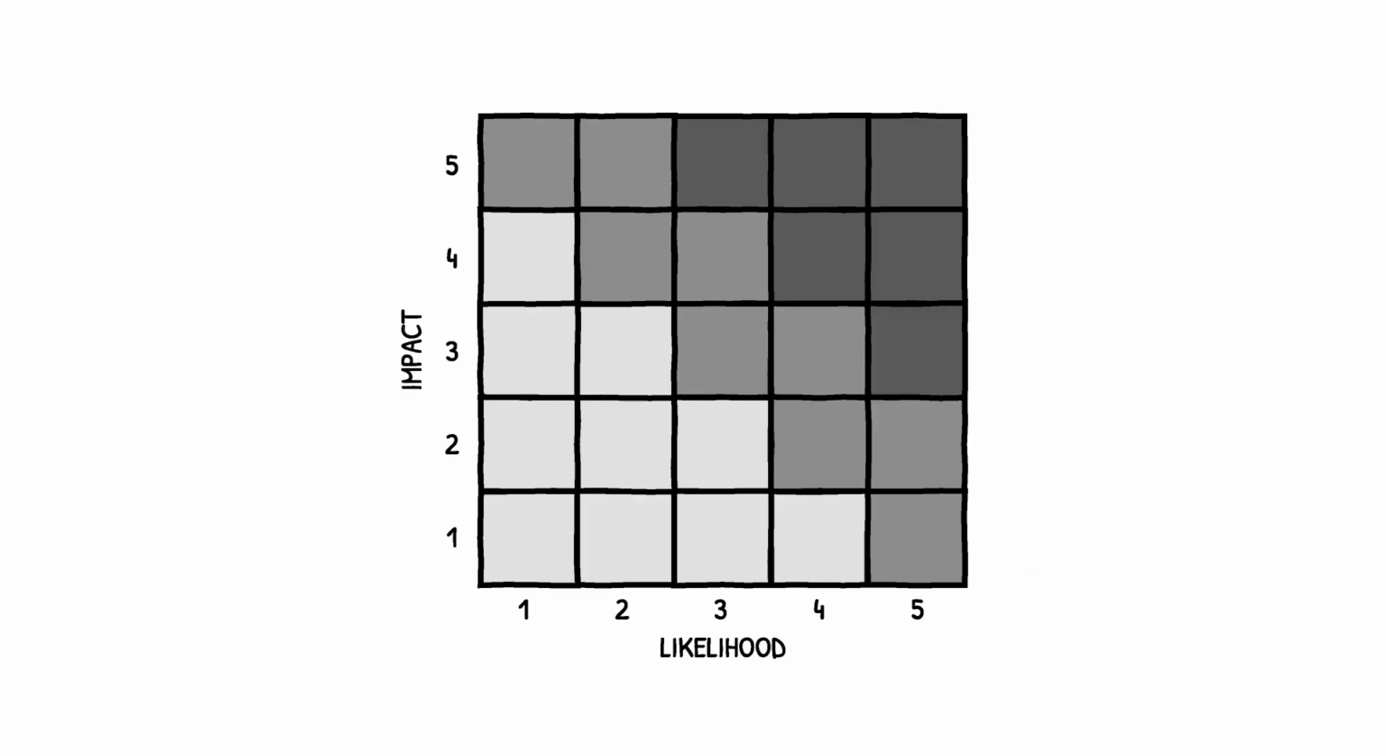Once we've scored both likelihood and impact from 1 to 5, we plot them on the grid. The intersection of those two scores gives us a risk rating. We can then use this rating to help us make informed decisions to better protect the business.